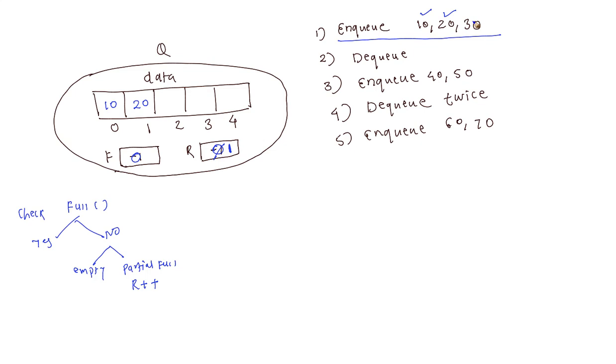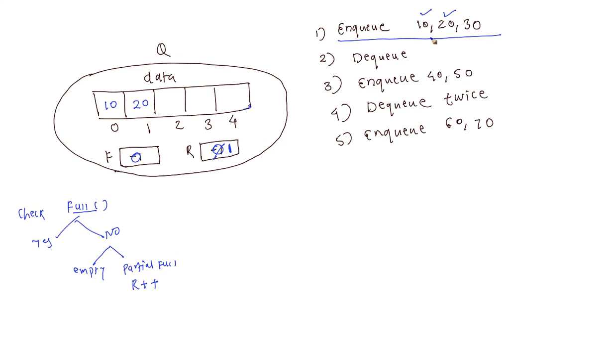20 inserted. Now 30. Again, is the queue full? No, R is not 4. Why am I saying 4? Because 4 is the last location. If R is 4, the element is present on the 4th location and there is no more space to insert a new element, because this is the last location. That's why when R is 4, the queue is full.